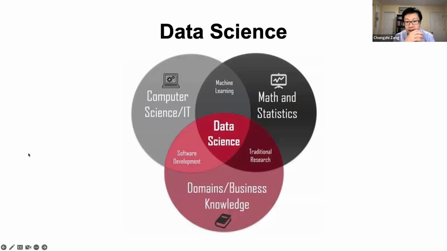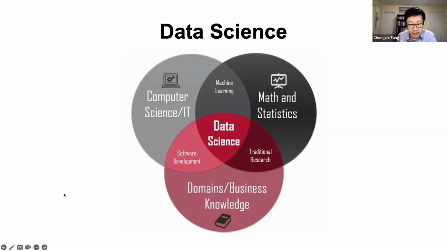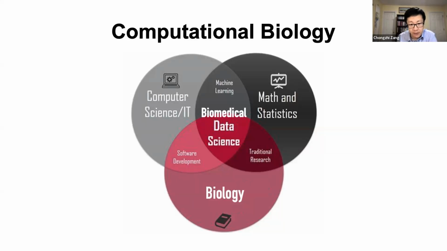So I first saw this diagram to explain what data science means. It's an interdisciplinary subject at the intersection of computer science, math and statistics, as well as domain knowledge. To study data science, you want to study a specific subject, and you need to have the domain knowledge. So I always like to adjust this plot to be more specific to computational biology or biomedical data science.